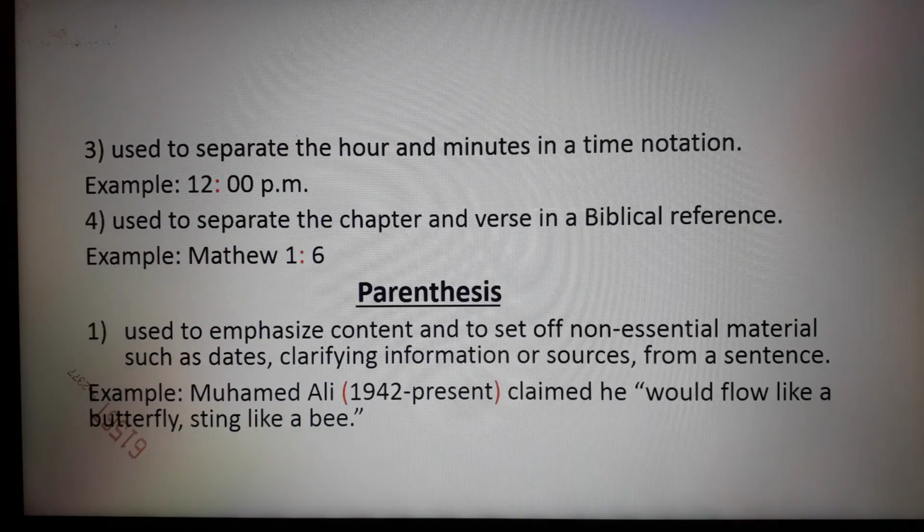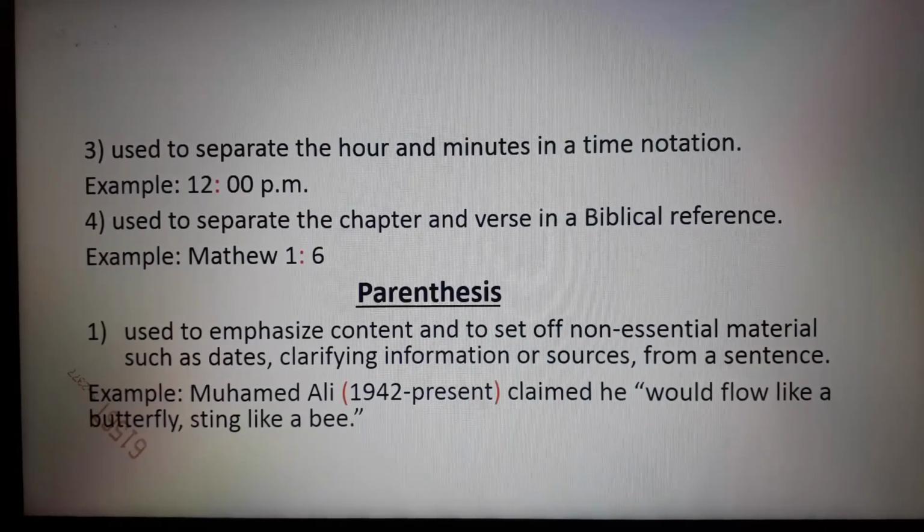And a colon is also used to separate the hour and minutes in a time notation. For example, 12 p.m. You write 12 colon double 0, 12 o'clock p.m. The colon is also used to separate the chapter and verse in a biblical reference. For example, Matthew chapter 1, verse 6. You have to write a colon there.